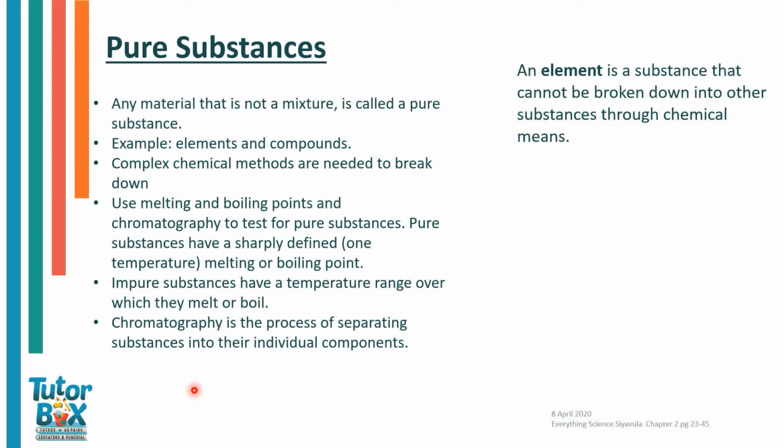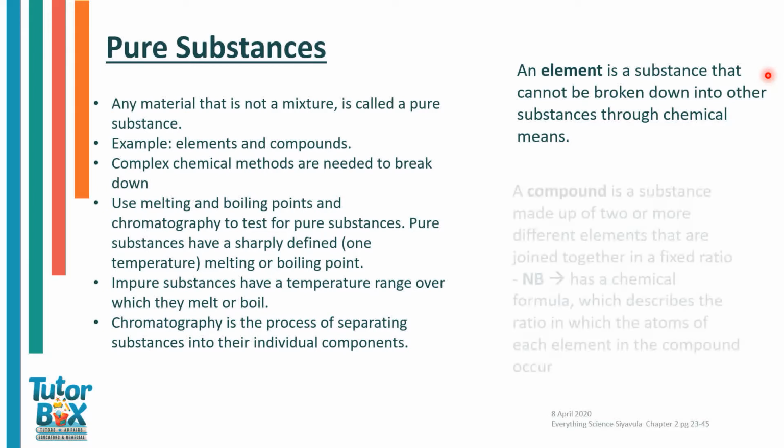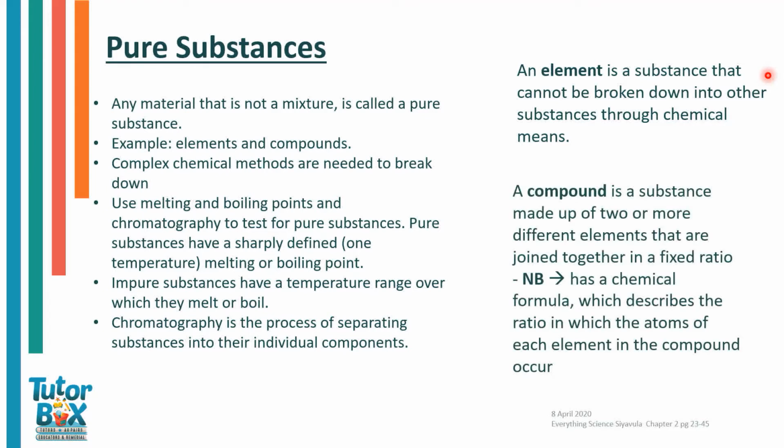Further, what is an element? A substance that cannot be broken down into other substances through chemical means. Whereas a compound is a substance made up of two or more different elements that are joined together in a fixed ratio. Very, very importantly, it has a chemical formula. This describes the ratio in which the atoms of each element in the compound occur.